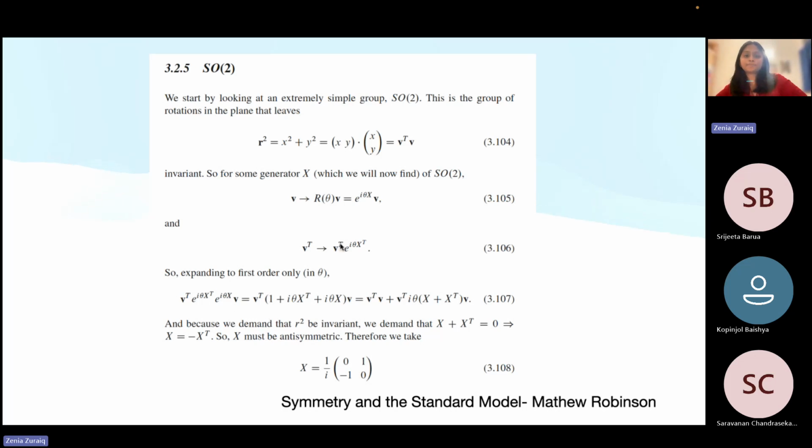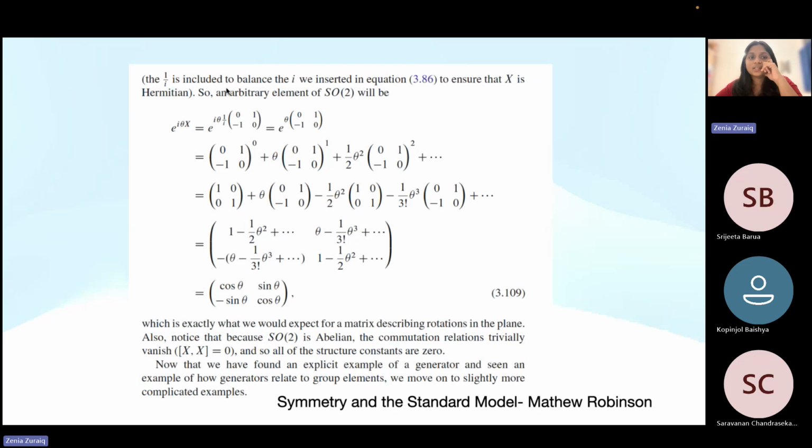Taking a combination of these two things, V goes to this, V transpose goes to this, and if we combine them, we know that the group definition is based on this term being invariant. So if you combine this, you can see that this has to go to 0 so that this term remains invariant under the group action. From that, we know that X plus X transpose is equal to 0, which is that X is equal to minus X transpose. So X must be antisymmetric. Therefore, you can get X to be something like this. The i is to balance the i we inserted to ensure that X is Hermitian.